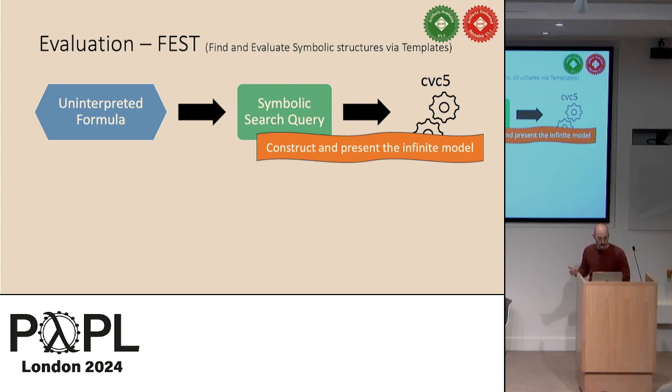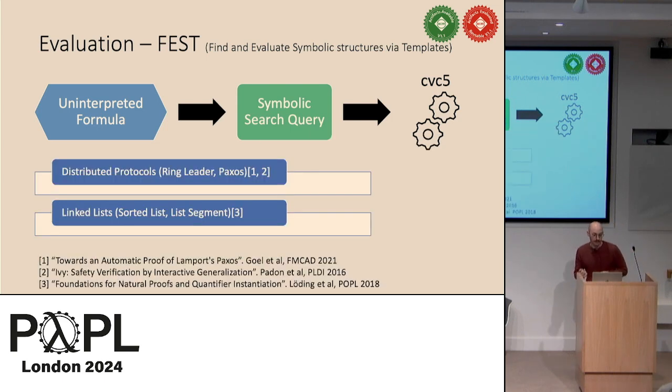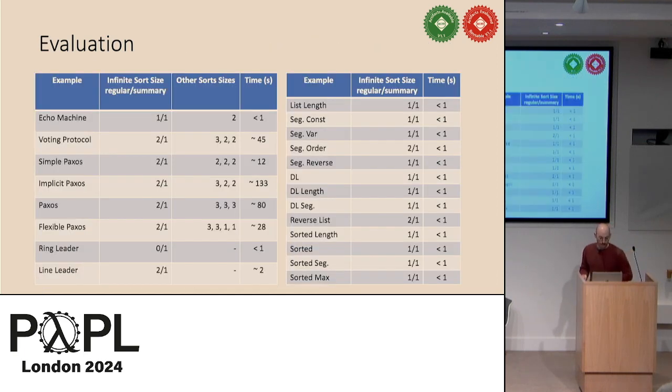model that satisfies it. And we evaluate FAST with examples from existing work, so existing examples of distributed protocols, like I mentioned, Paxos and other variants of Paxos, and also examples from linked lists, so properties of a sorted list, properties of list segments, and stuff like that. Okay, and so this is our evaluation.